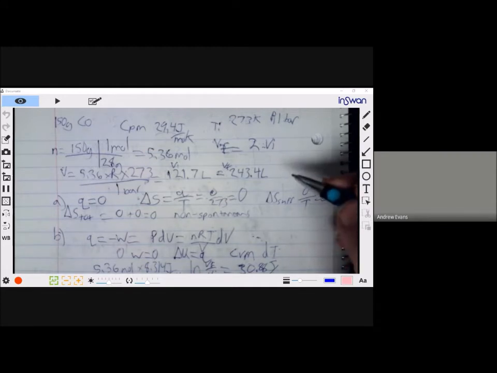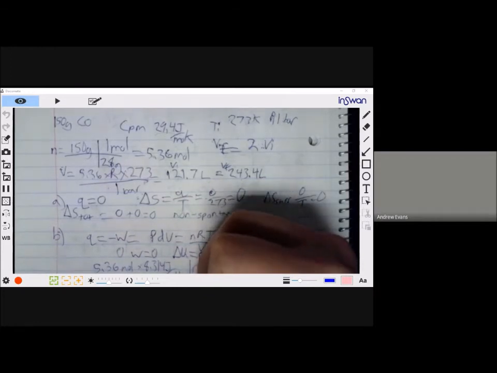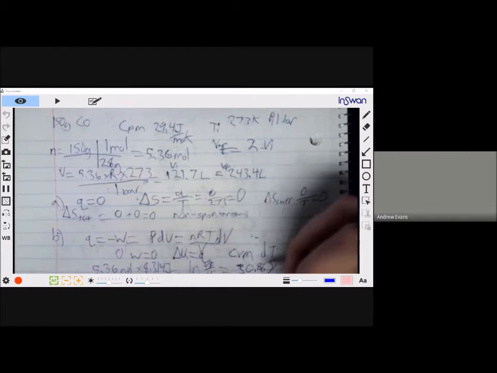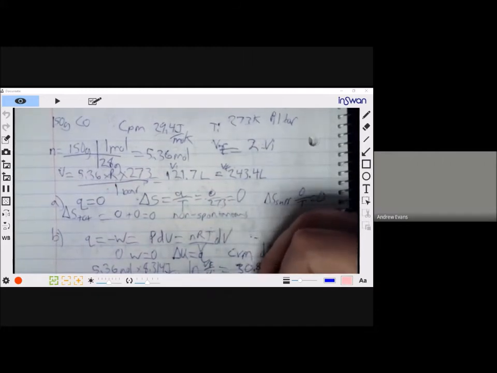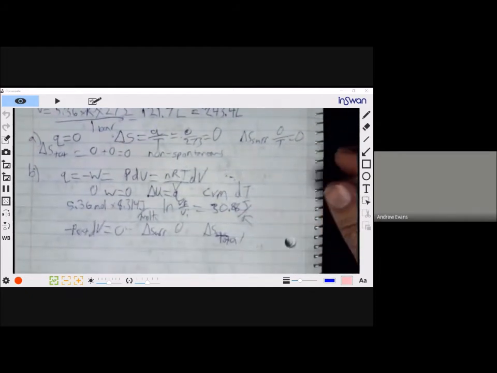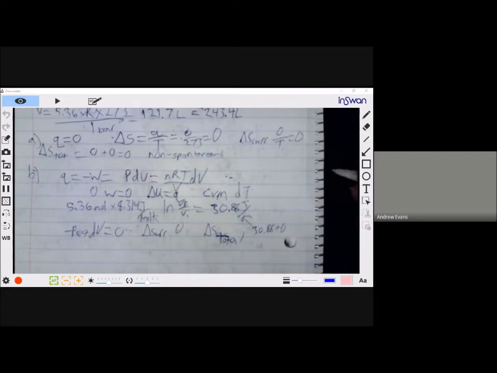Which is 1 bar, and so we have to take that into account. So the entropy of the surroundings is going to be just 0 divided by T. And once again, delta S of the system, delta S total would just be 30.88 plus 0, making it 30.88, thus spontaneous.